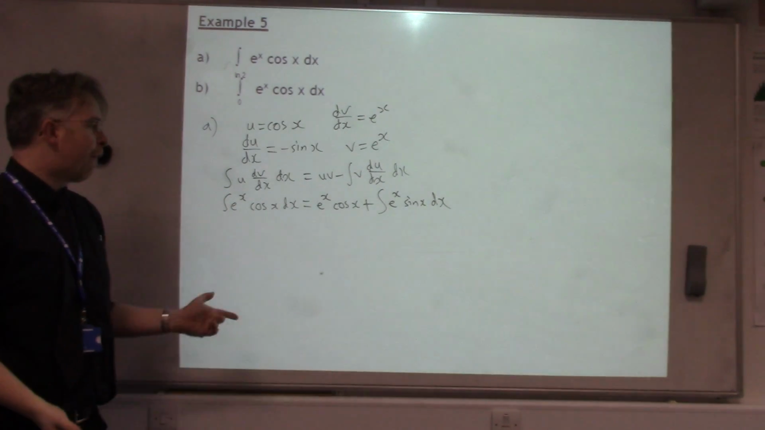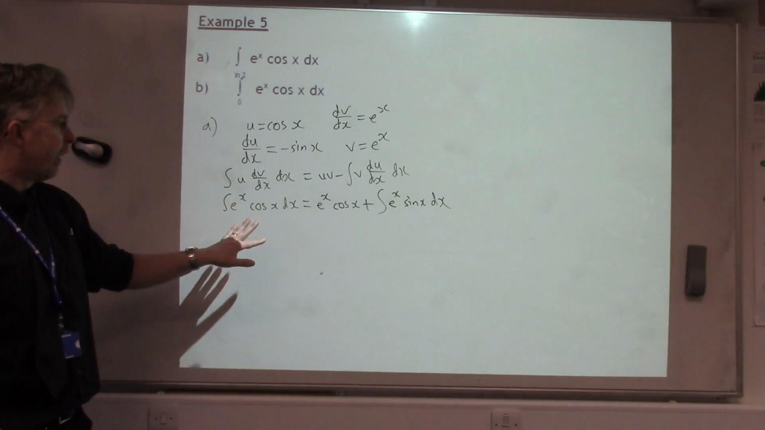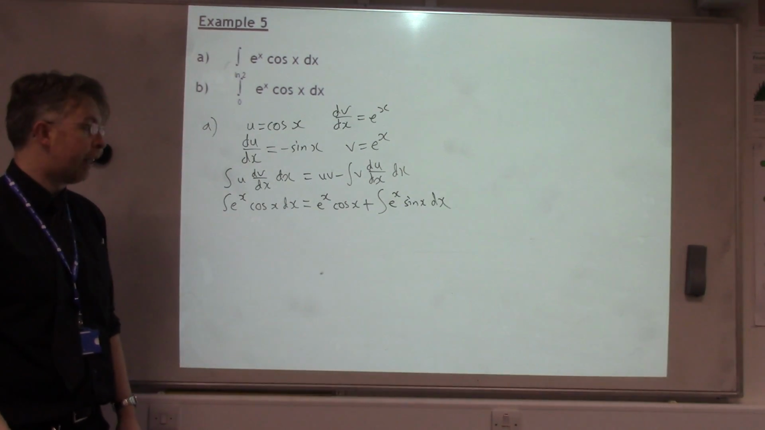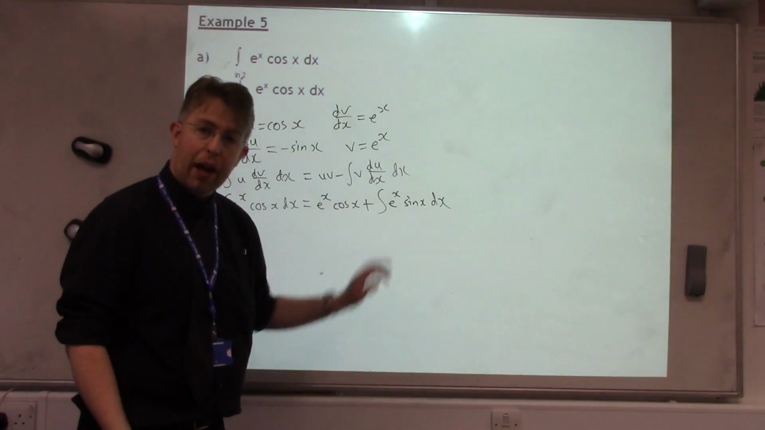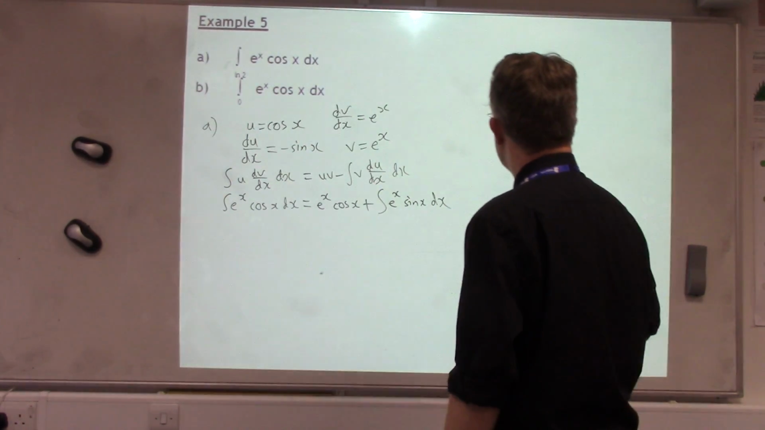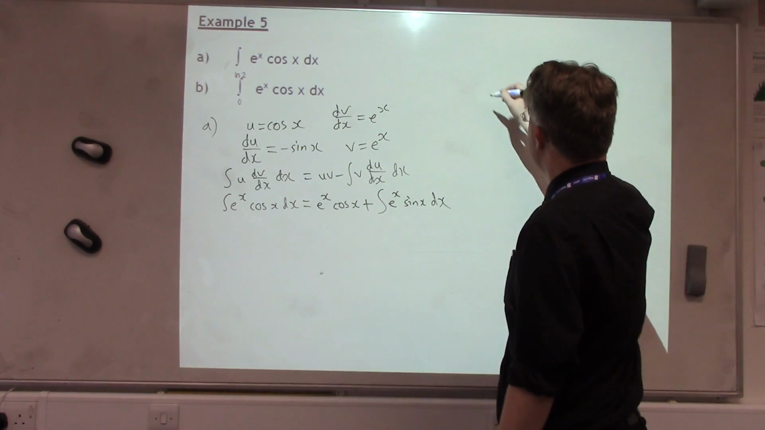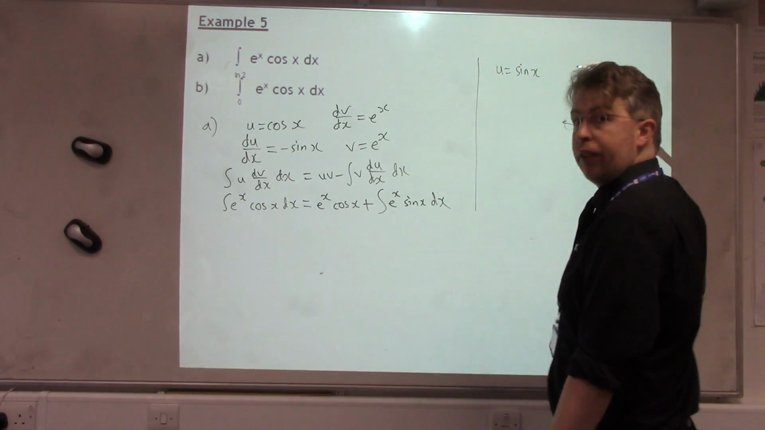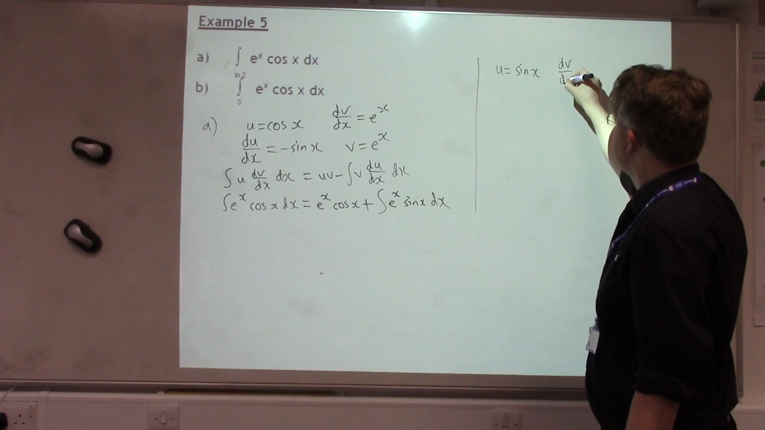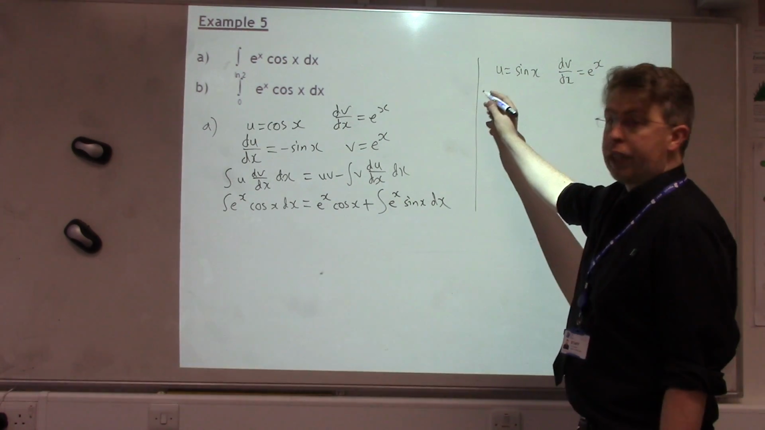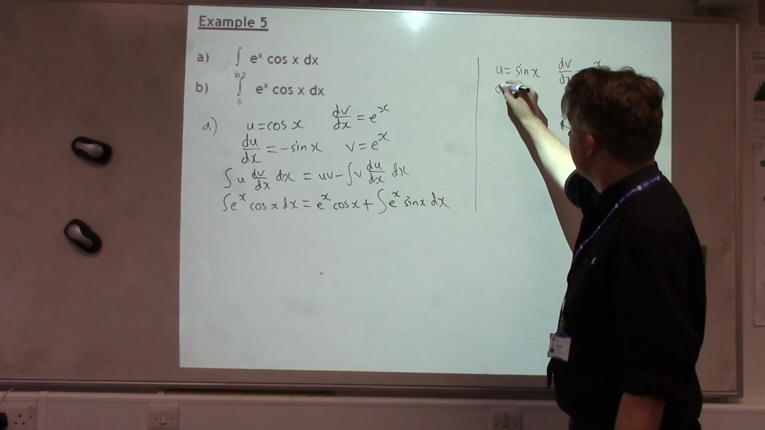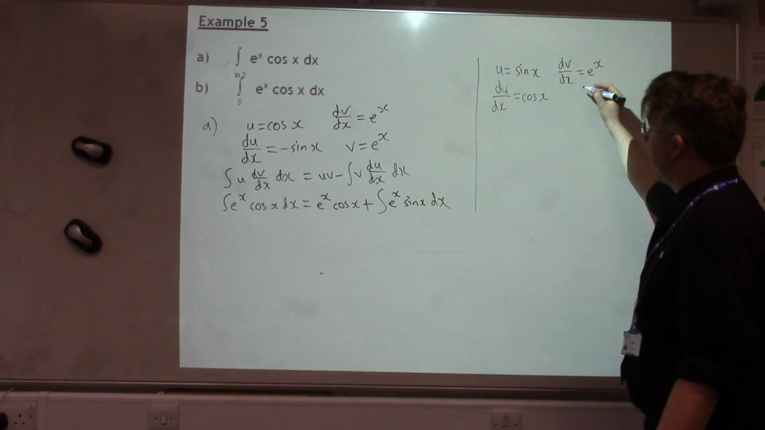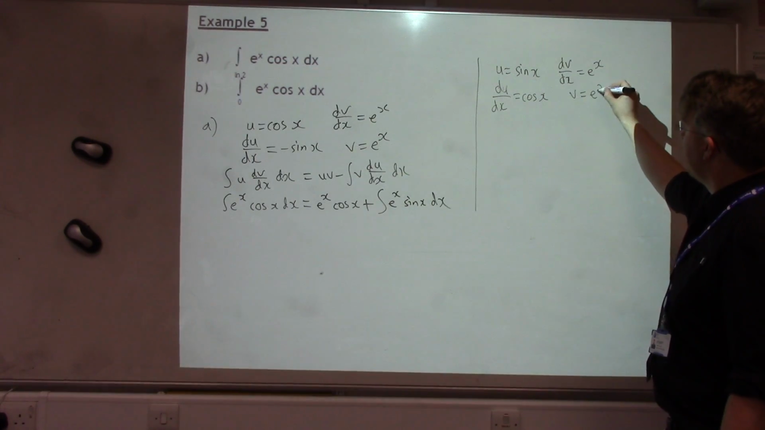So if you look at this, on the surface it looks the same level of complexity, and it is really. So e to the x cos x becomes e to the x sin x, just equally difficult to integrate. Well, we'll do by parts again with the e to the x sin x. So u equals sin x, dv by dx equals e to the x. Differentiate the u, du by dx equals cos x. Integrate the e to the x, v equals e to the x.